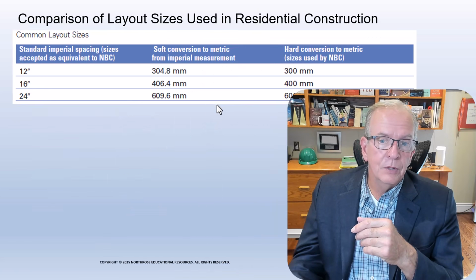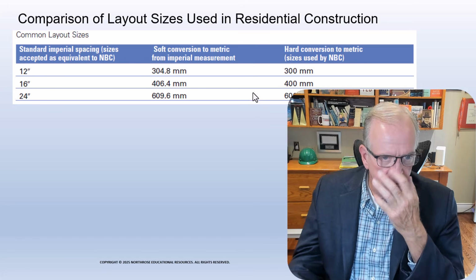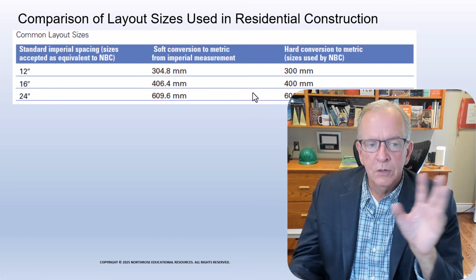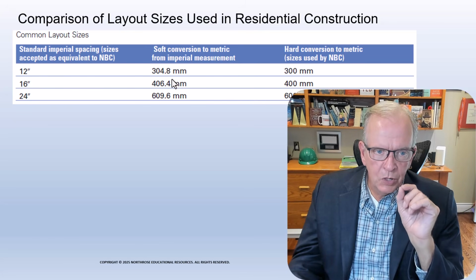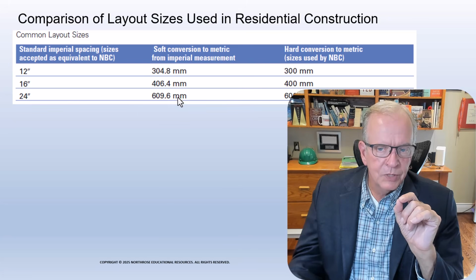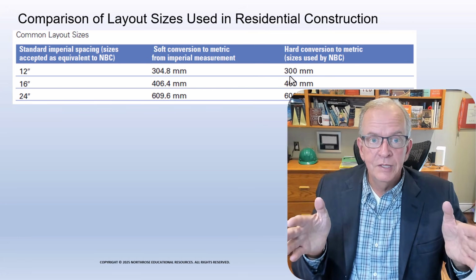And like I said, our building codes, they've been starting to change on some of them. I think the NBC, the National Building Code of Canada, or the Ontario Building Code, they're starting to switch over to the actual size, but traditionally they've all said 300, 400, 600. This is standard spacing for your studs and your joists.